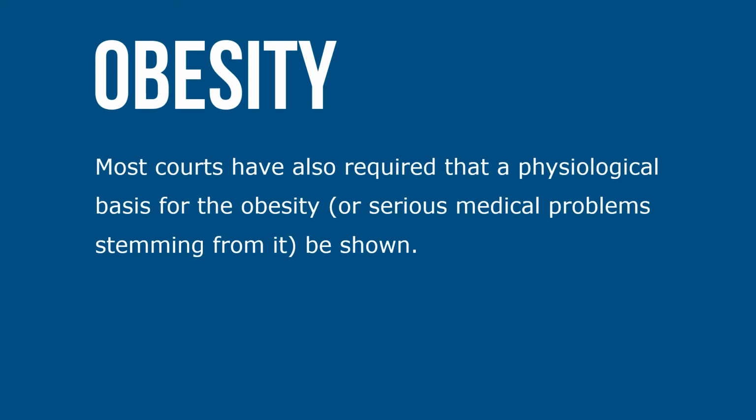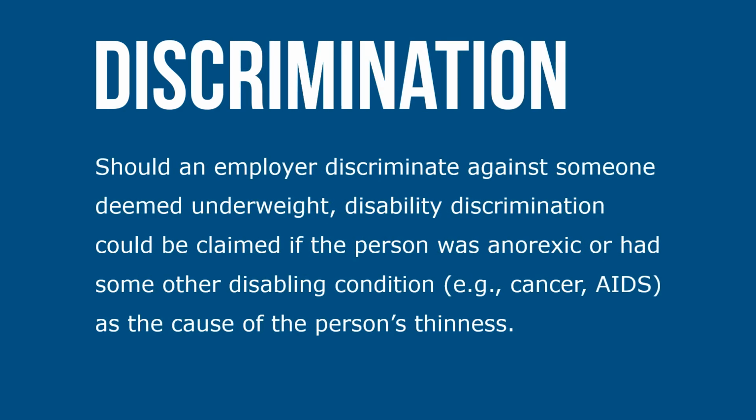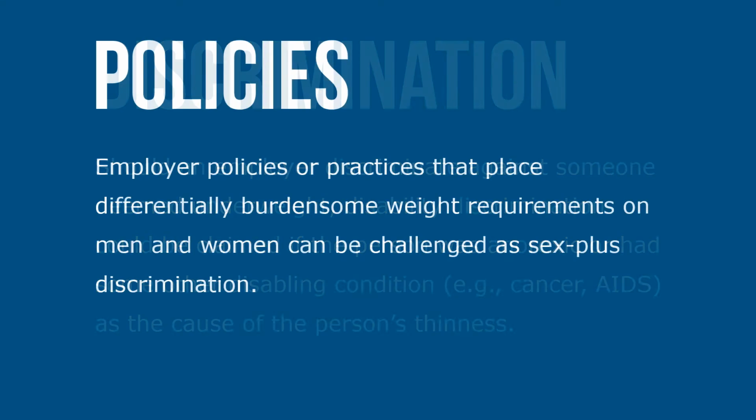Most courts have also required that a physiological basis for the obesity or serious medical problems stemming from it must be shown. However, recent changes to the ADA have broadened the definition of disability, and several courts have subsequently found obese plaintiffs to be disabled without requiring evidence of an underlying physiological basis for the condition. Should an employer discriminate against someone deemed underweight, disability discrimination could be claimed if the person was anorexic or had some other disabling condition like cancer or AIDS as the cause of the person's thinness.